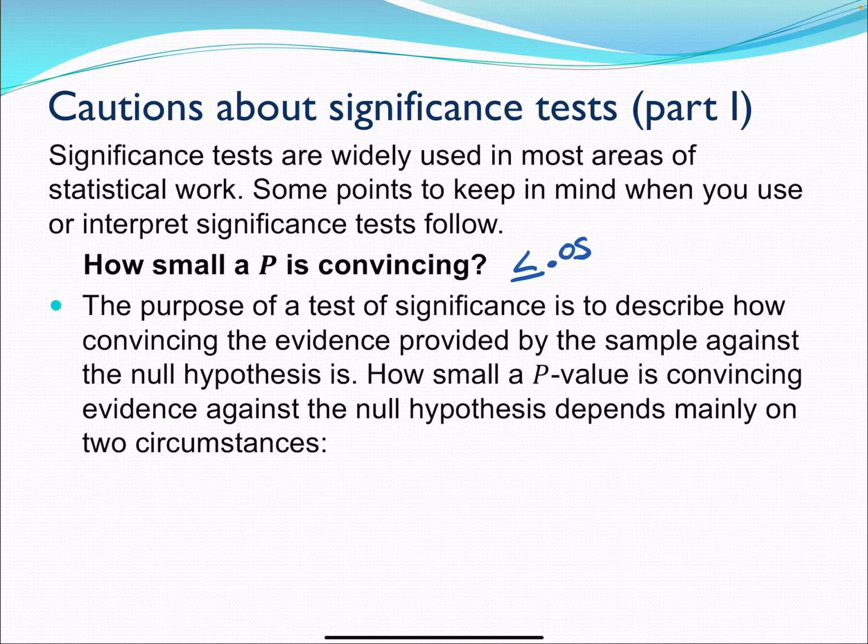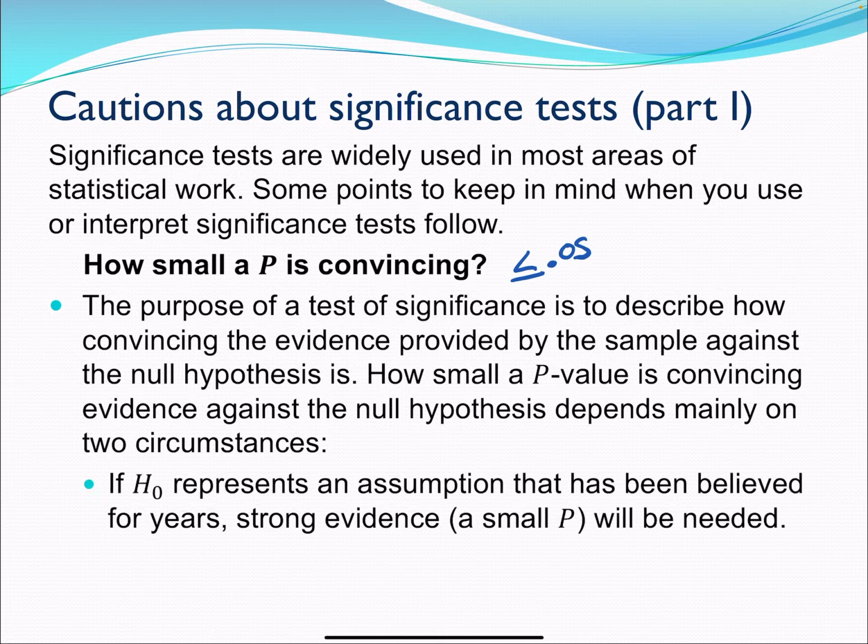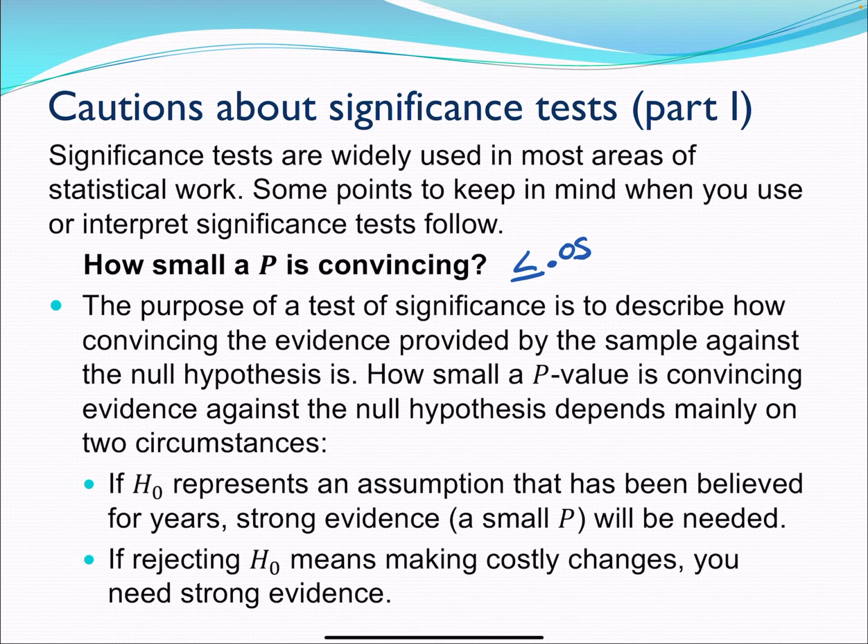The purpose of a test of significance is to describe how convincing the evidence provided by the sample against the null hypothesis is. So how small a p-value is convincing evidence against the null hypothesis depends mainly on two circumstances. So first off, if our null hypothesis represents an assumption that has been believed for years, that's strong evidence, so a small p will be needed. If rejecting H0 means making costly changes, you will also need strong evidence, okay?